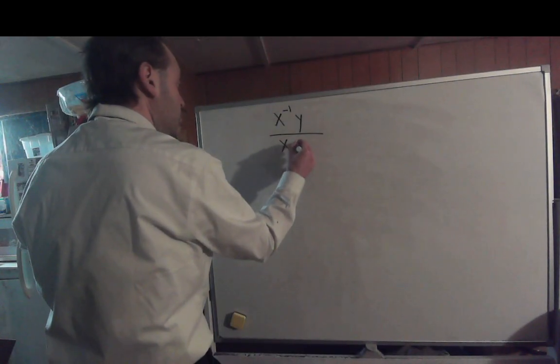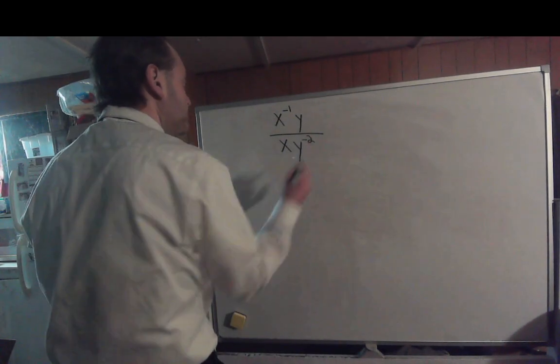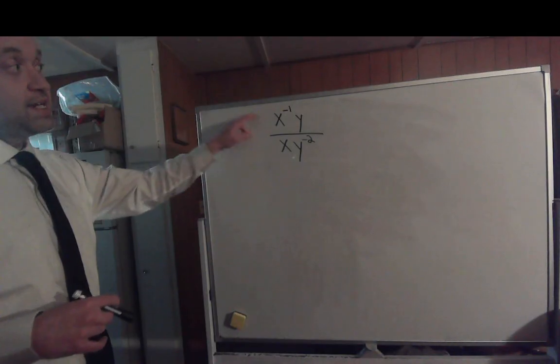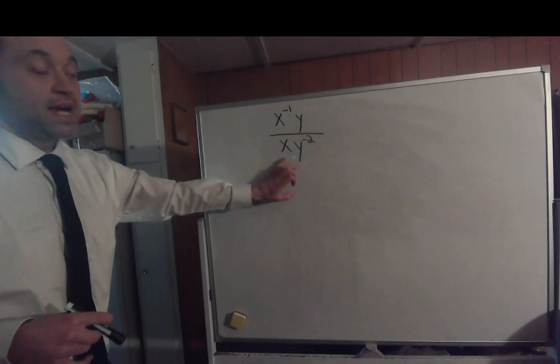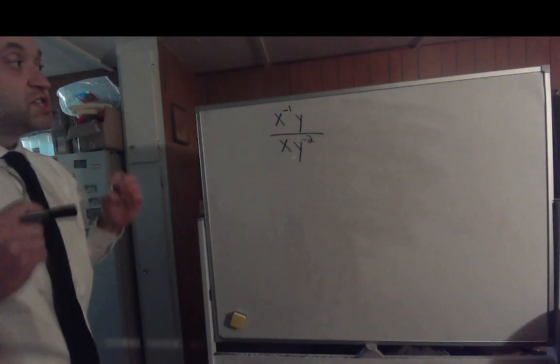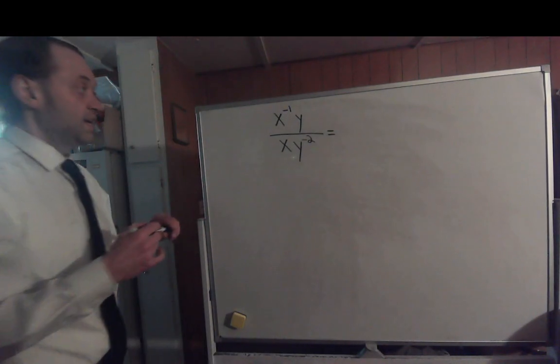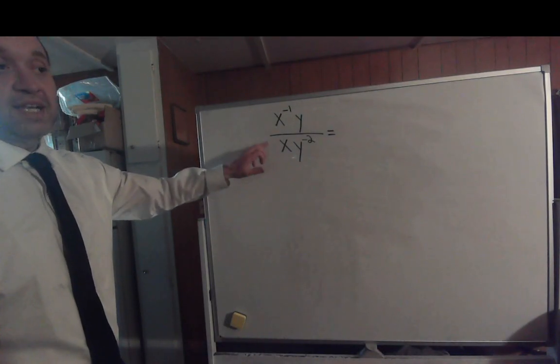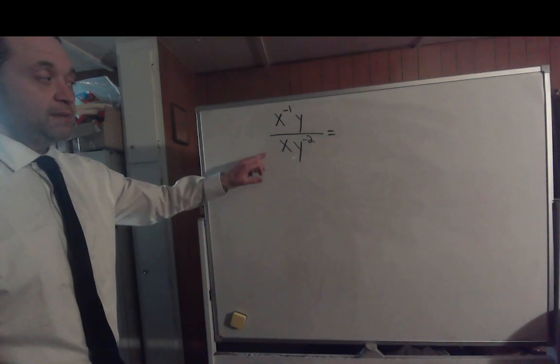All right. x to the negative first y divided by x y to the negative second. So a little bit of a doozy here. We have x to the negative first y divided by x y to the negative second. Two different bases, and this time, here's the thing. The power of the x in the numerator is less than that of the power of the x in the denominator.